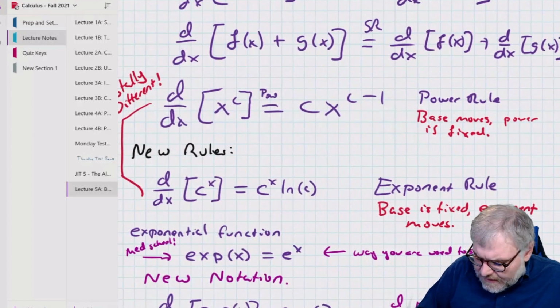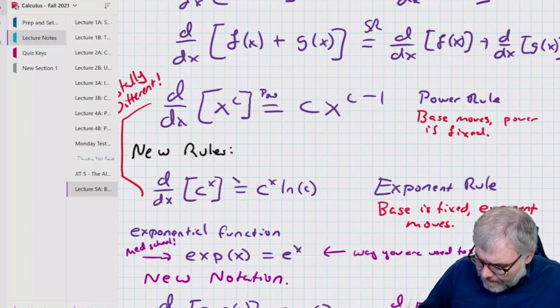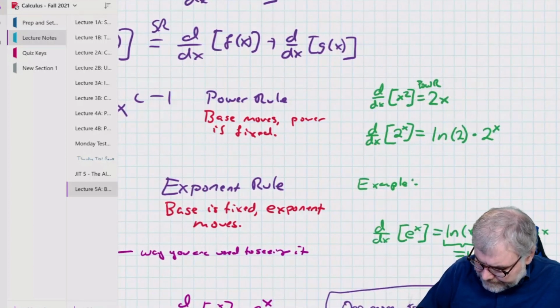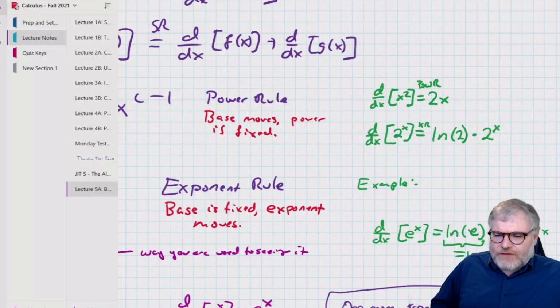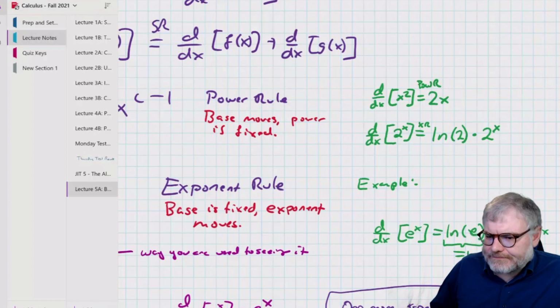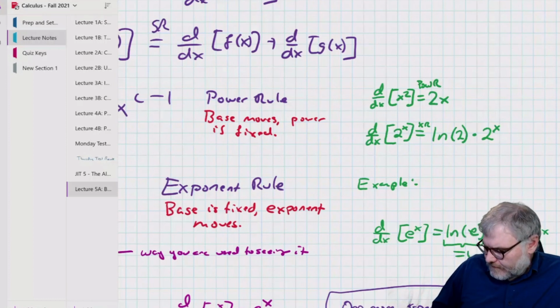Okay, as a matter of fact, I'm going to give it a new symbol this year. We're going to call it XR. I think I called it ER and it was confusing to people. So let's try XR, the exponent rule.